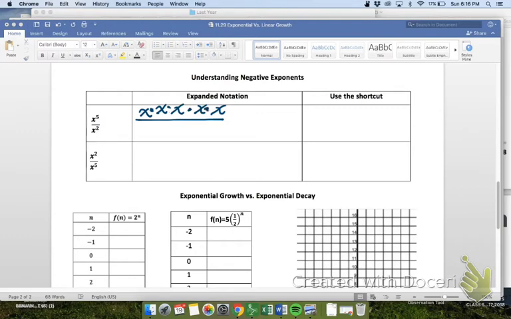x squared, which is x times itself once, so x times x. When we look at the expanded form, we can cancel x's on top and bottom, because x over x is just 1. Then I have another pair that can cancel, and what I'm left with is x times x times x, which is x to the 3rd.